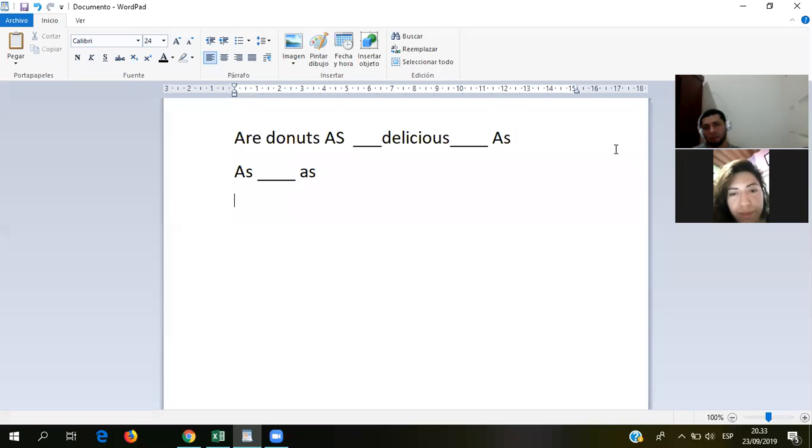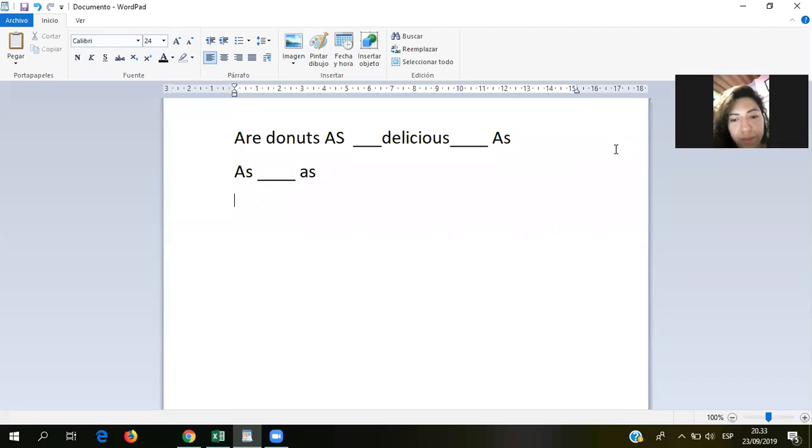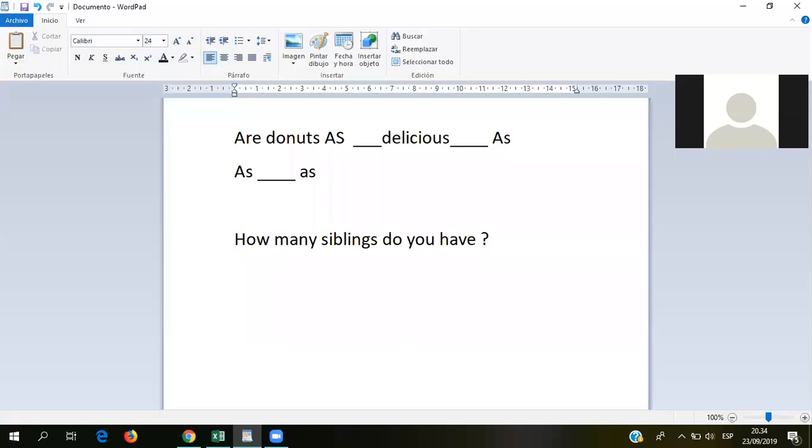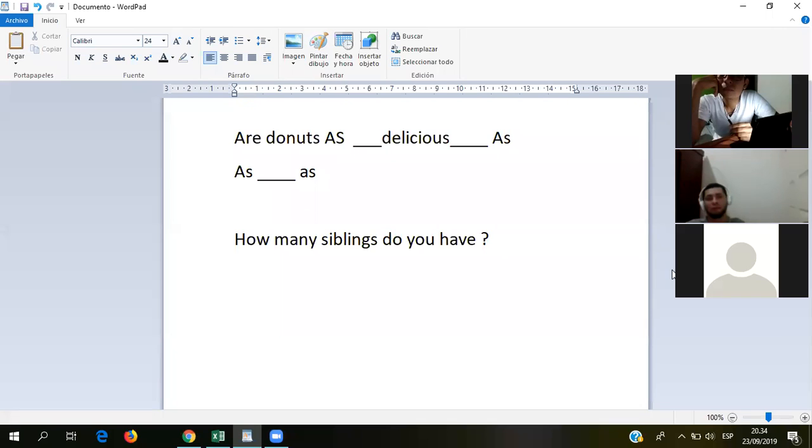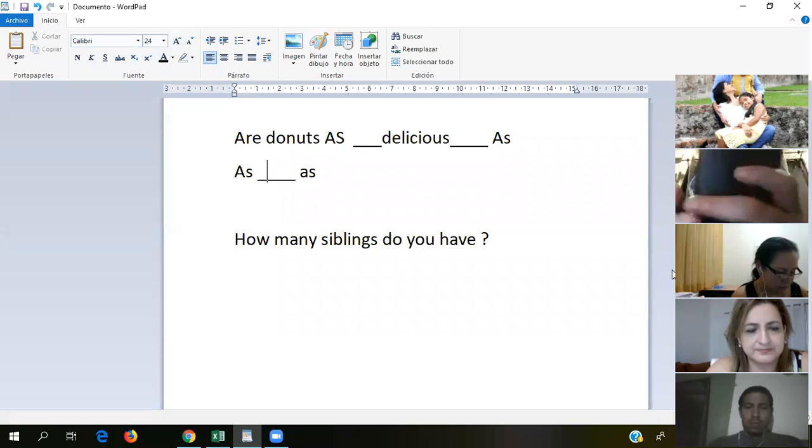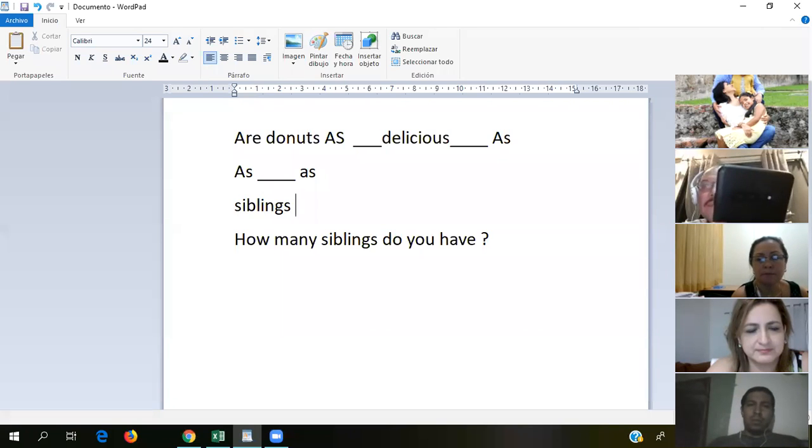For example, let me see. I'm gonna ask something else. I'm gonna ask, for example, how many, because this is what we're gonna practice right now. How many siblings do you have? Everyone, tell me. I have two. What is siblings? What is the meaning of siblings? Hermanos? It means brothers and sisters. Okay. I have around 16.